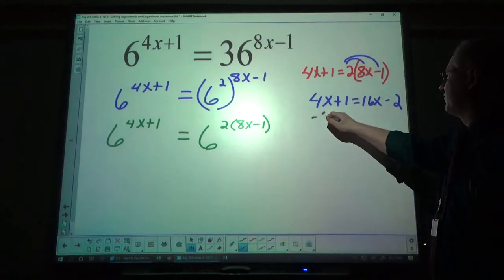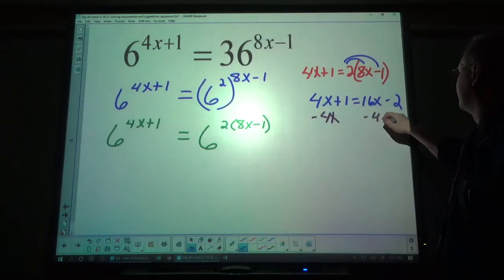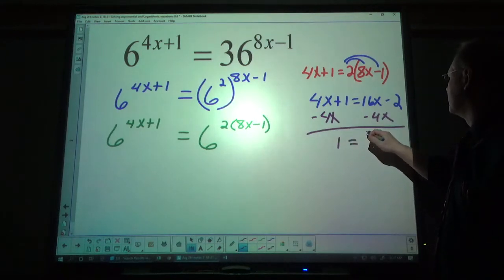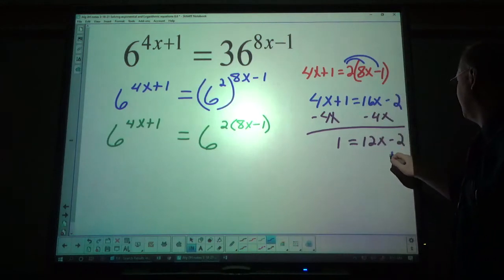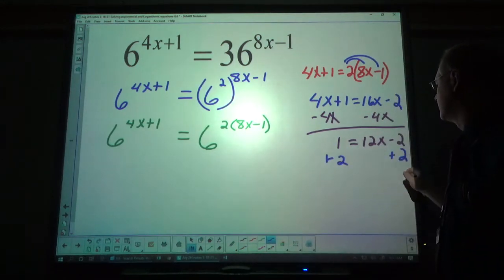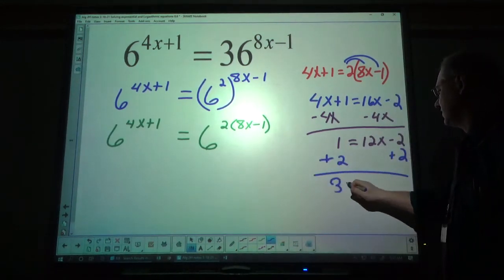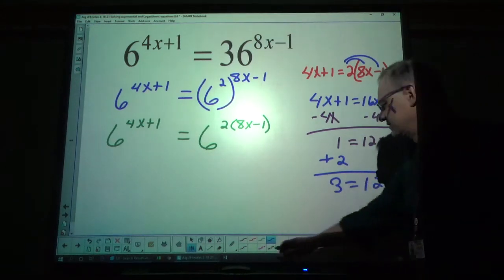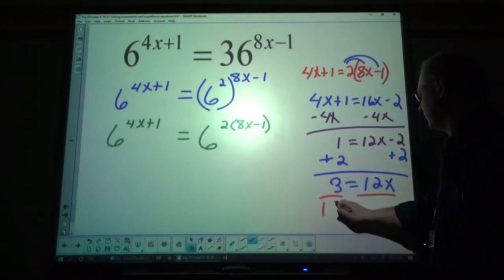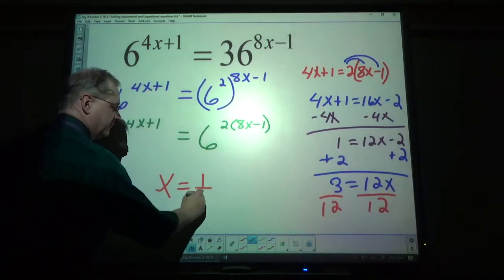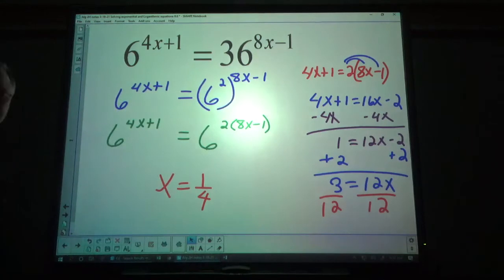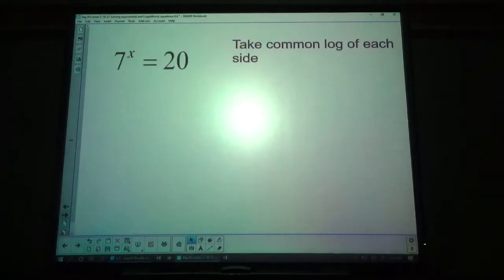Let's see, I'm going to subtract 4x from both sides. So that gives me 1 equals 12x minus 2. I'm going to add 2 to both sides. 3 equals 12x, and then divide both sides by 12. X is 1/4. Always try to reduce your fractions if you can. Alright, there's your answer there.